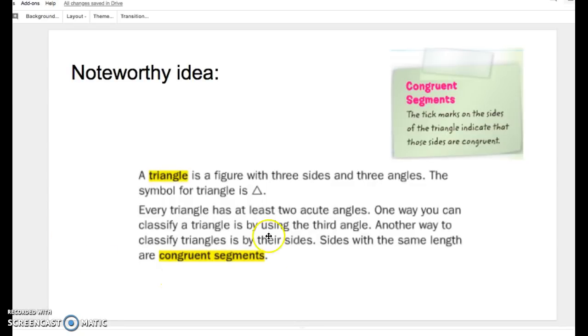So this is something that would be nice to have in your notes simply because it's good vocabulary. The triangle piece I wouldn't worry about because you all know what a triangle is. The congruent segments, though, is important to know, and then the tick marks on the sides of the triangle indicating that those sides are congruent. That's an important concept to know as well, especially on your quiz when we just ask you to identify them just based on the model.